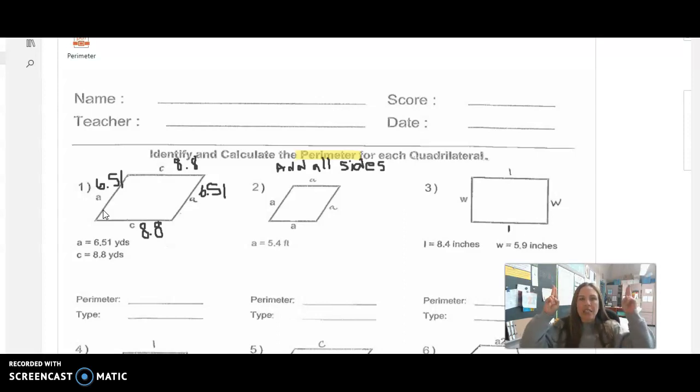Line up your decimals when you add or subtract. When you add or subtract. Line up your decimals when you're comparing and ordering decimals. When you compare and order. But not when you multiply. But not when you multiply.